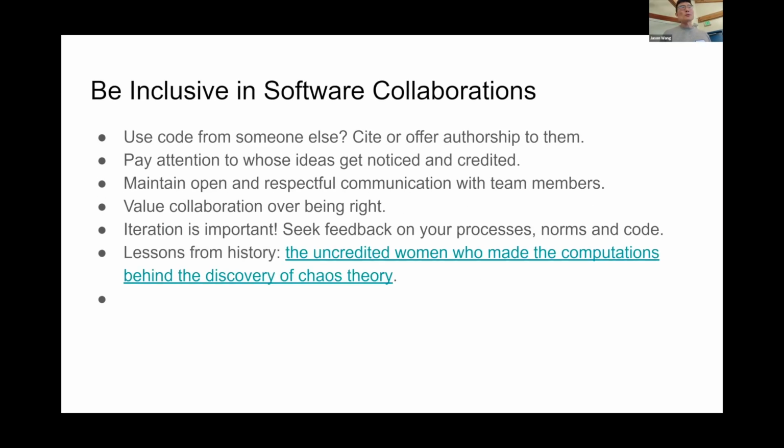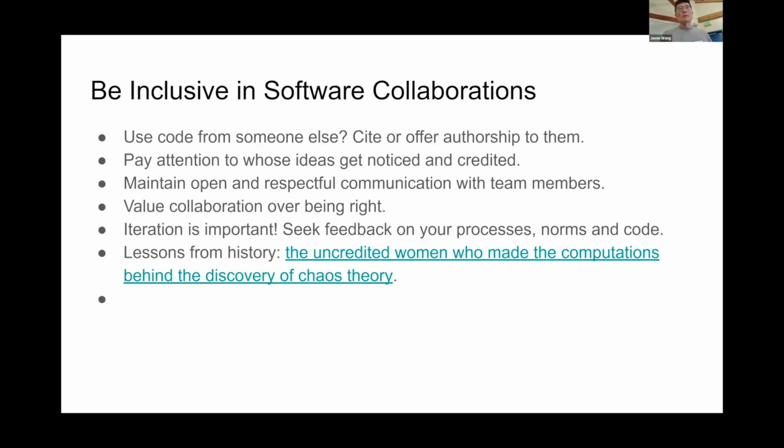When you're working in groups with other people in software collaborations, definitely, if you're using code from other people, cite and offer authorship to them. You want to pay attention to whose ideas get noticed and credited in the development of the code, because sometimes these things are very dynamic, and maybe one person's advice gets recycled and said by someone else, but try to remember who was the original originator of these ideas.